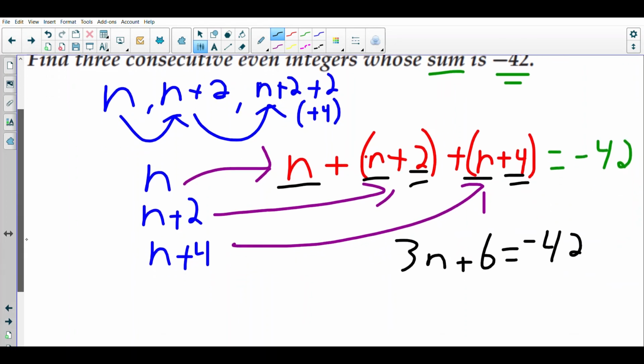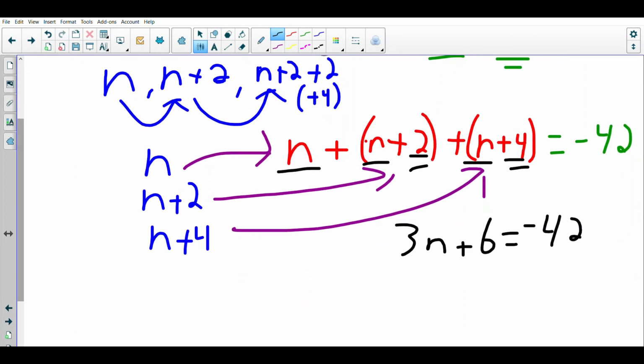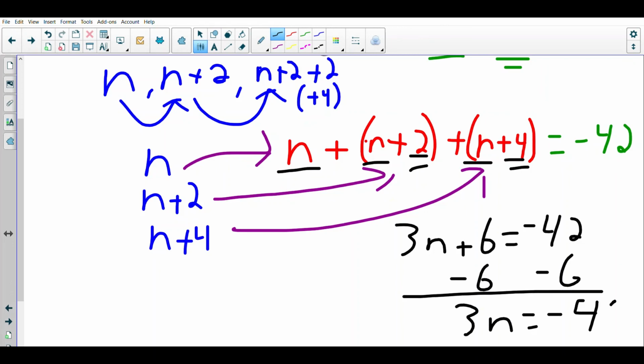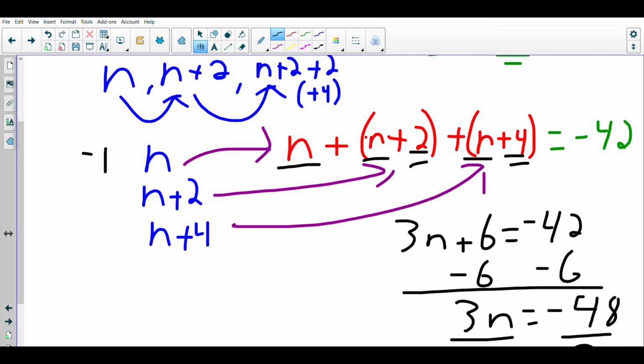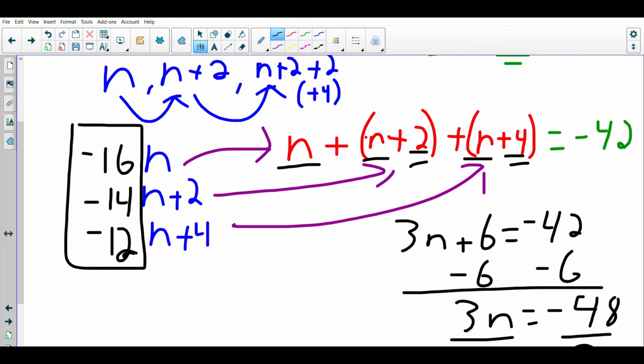So now I'm at a basic problem that I've worked on in the last few slides. Cancel out that plus 6, subtract 6 from both sides. So we get 3n is equal to -48. Solve for n, divide by 3 on both sides. So we get n is equal to -16. Now that's the first one. So I get -16 here. But then I've got to add 2, so I get -14. And then I've got to add another 2, or 4 from the original, and I get -12. So my 3 consecutive even integers are -16, -14, and -12.